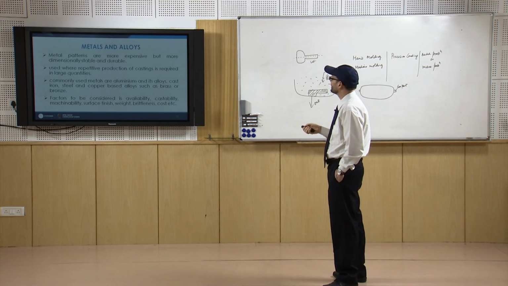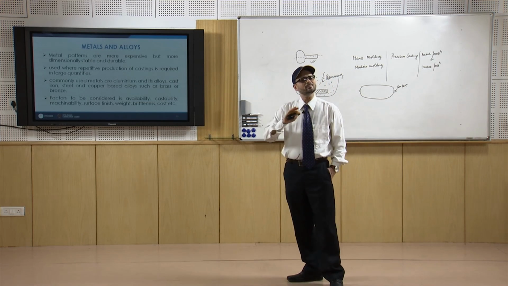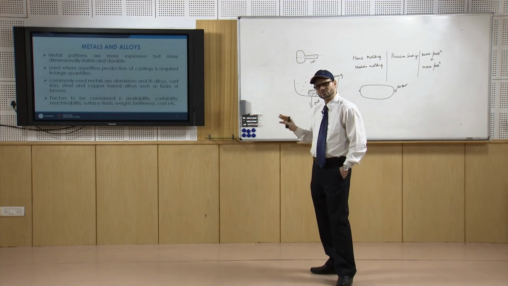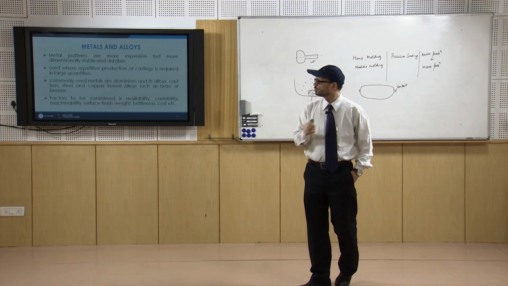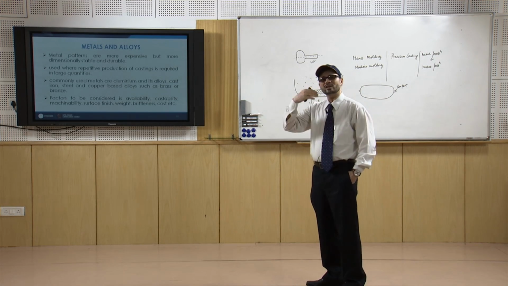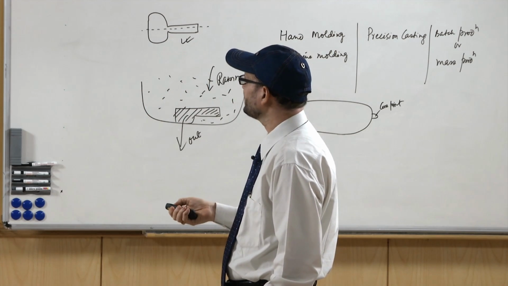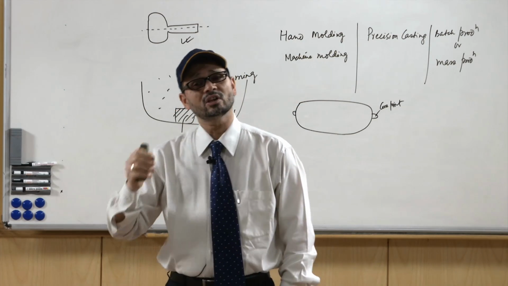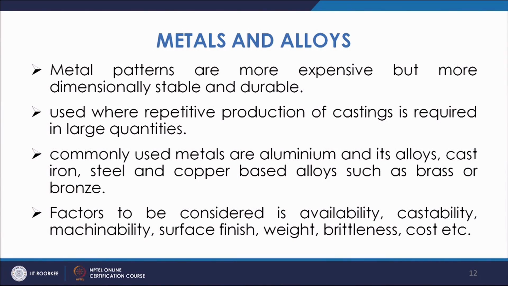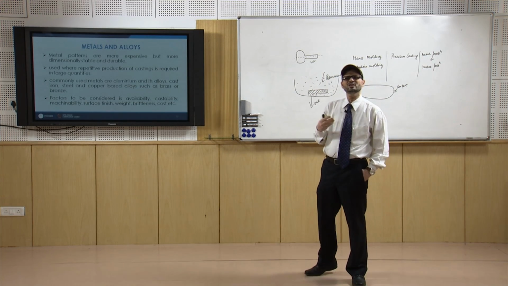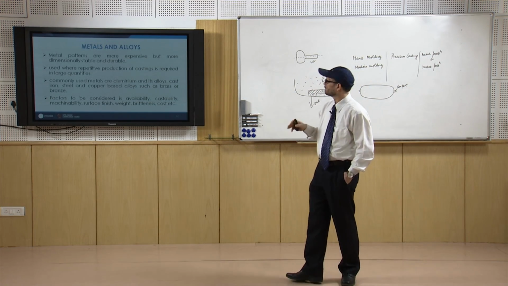They are expensive, but more dimensionally stable and durable, because in the case of metals, there is no problem related to moisture variations as we face in the case of wood. So, metallic patterns are hard and durable, and can be used for longer runs. For repetitive production of castings in large quantities, you can use them because they have larger strength and more durability. Commonly used metals are aluminum and its alloys, cast iron, steel and copper based alloys such as brass and bronze. These are the normally used alloys for pattern materials.